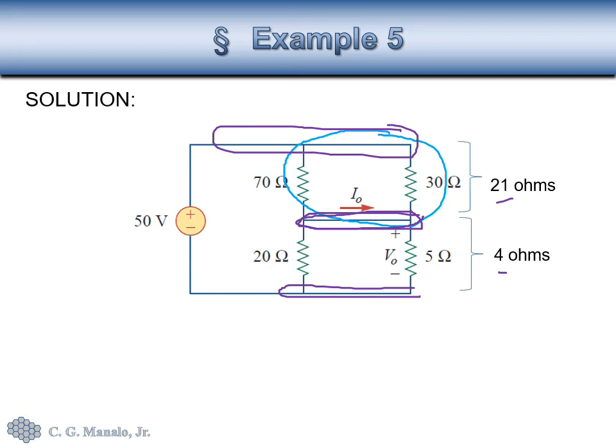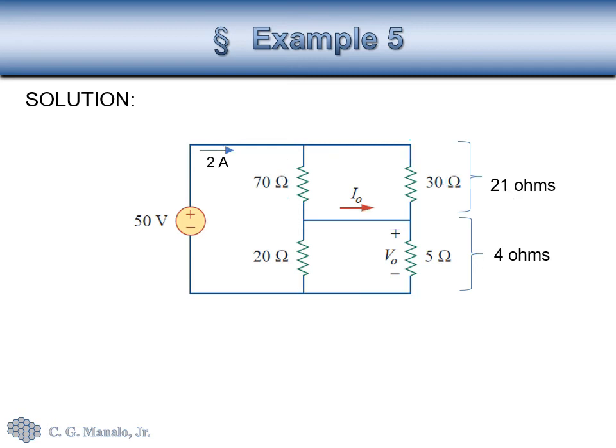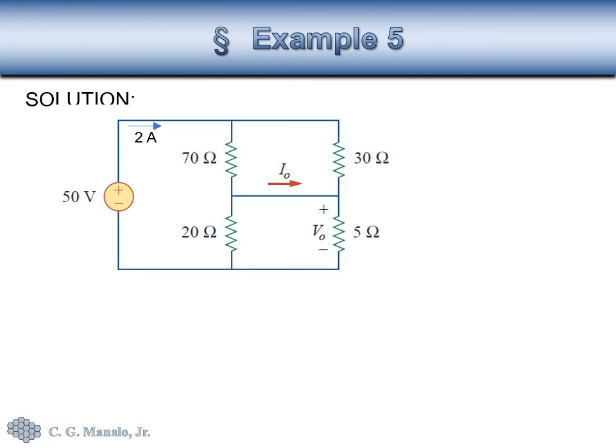So that means that the 50 volts is simply connected to a resistance equals to 25 ohms, and that should give us a total current equals to 2 amperes, or 50 divided by 25. So we already have the total current that flows out of the source, and that is 2 amperes. Now let's label the current that flows through each of the resistances there.